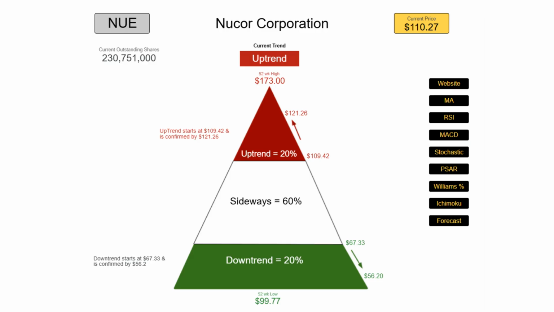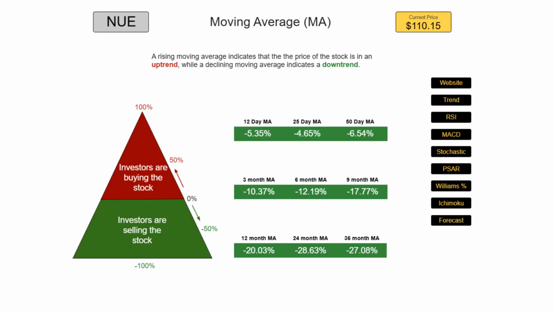Let's see. The current trend for this stock is an uptrend. It is close to the sideways mark. It has room to hit the 52-week high of $173. Do you think it will make the $122 target? The first 9 moving averages are negative, which means that for the last 36 months, the average stock price was higher than the current price. This is a dip, a good buying opportunity, at least in the short term.